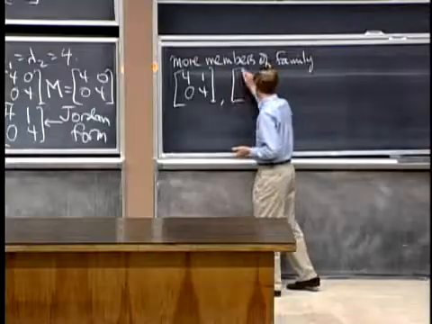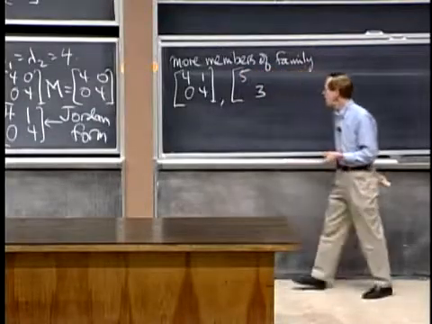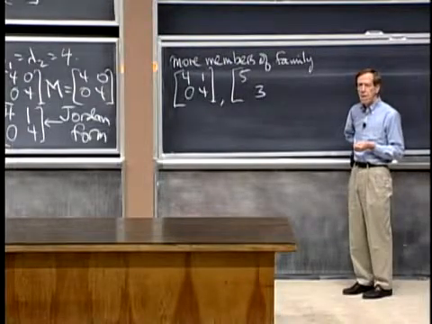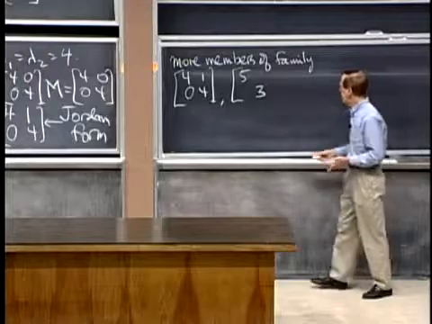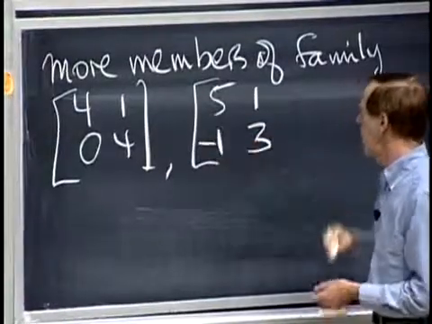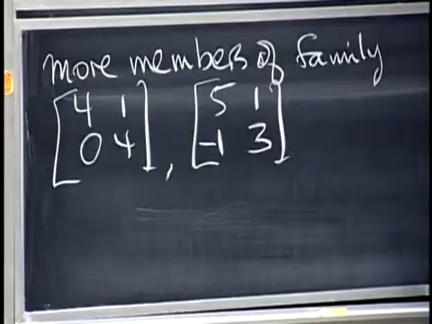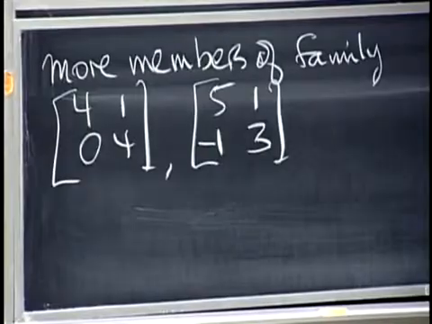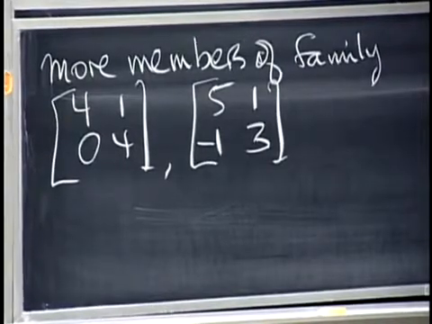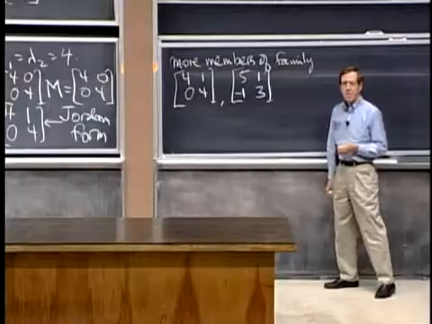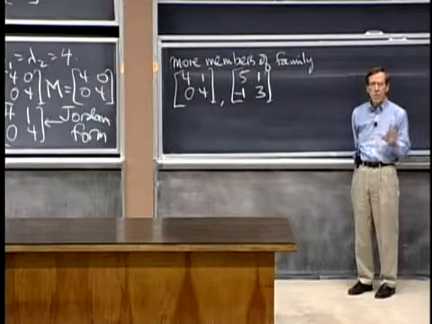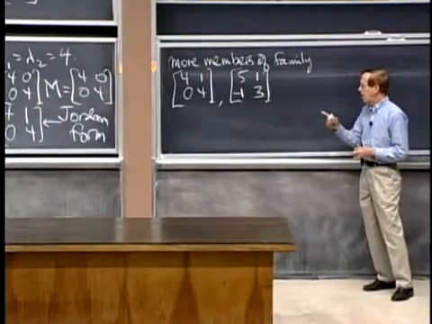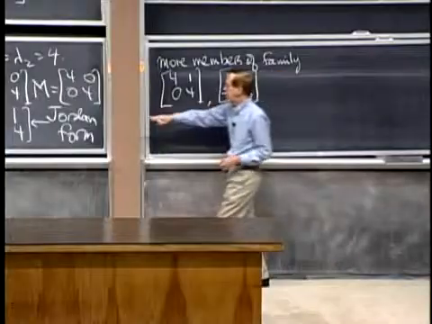So why don't I just take like 5 and 3? I've got the trace right. Now the determinant should be what? 16. So I just fix this up. Shall I put maybe a 1 and a -1 there? Okay, there's a matrix with eigenvalues 4 and 4, because the trace is 8 and the determinant is 16. And I don't think it's diagonalizable. Do you know why it's not diagonalizable? Because if it was diagonalizable, the diagonal form would have to be this.